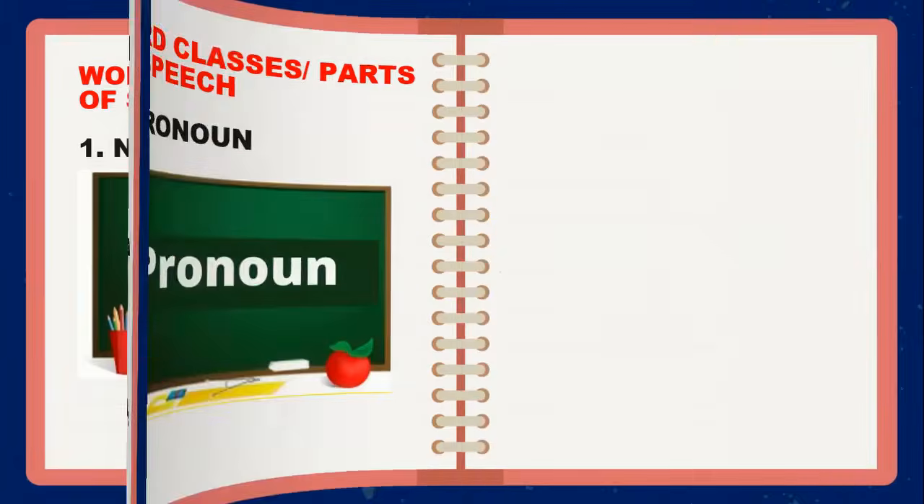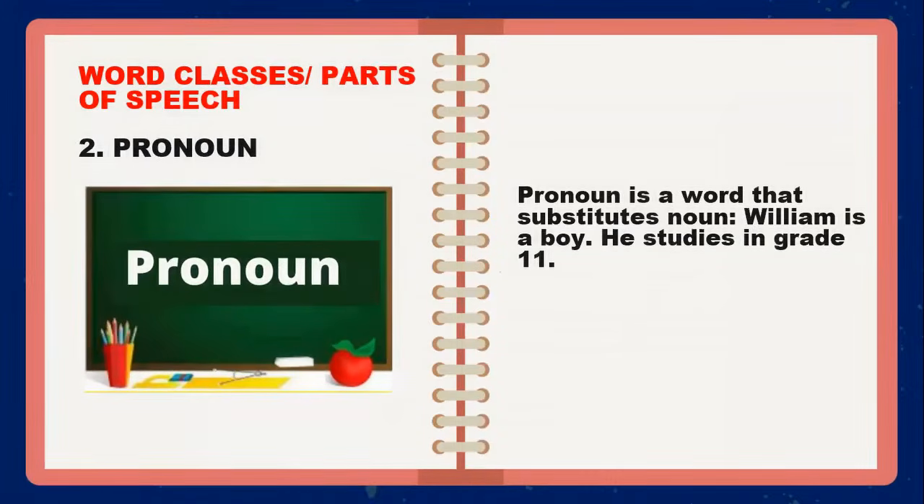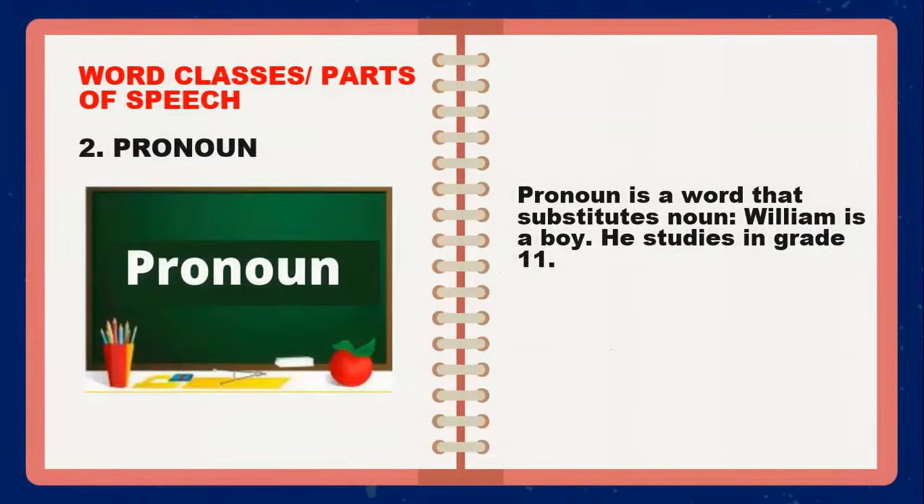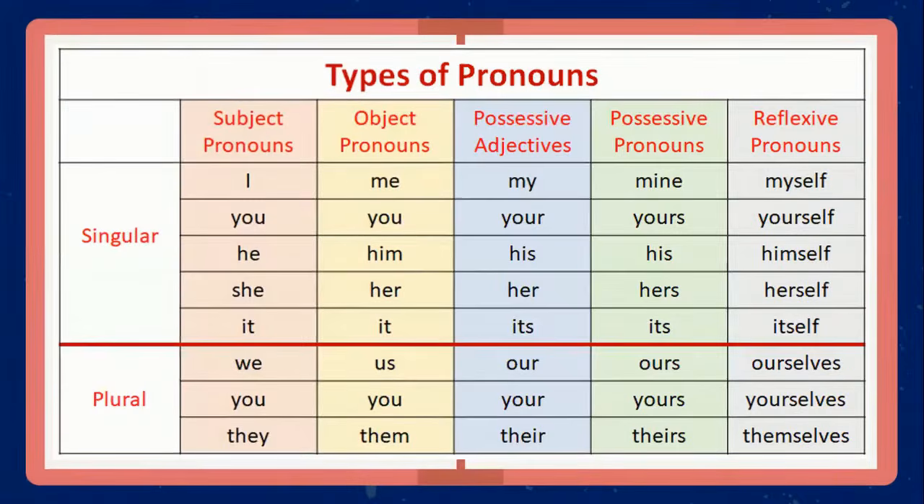Okay, and then after noun we have pronoun. So pronoun is a word that we use instead of noun. Okay, example, Williamson is a boy, studies in grade 11. So यो example ma हिले Williamson लाई replace गरिदिरहेछ र यो table, this very table is very important for you.